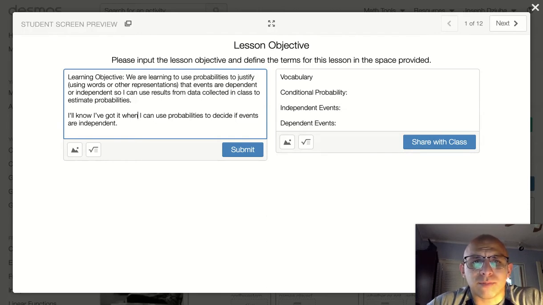Today, we're going to be looking at using probabilities to justify that events are dependent or independent, so I can use results from data collected in class to estimate probabilities. And I'll know I've got it when I can use probabilities to decide if events are independent.